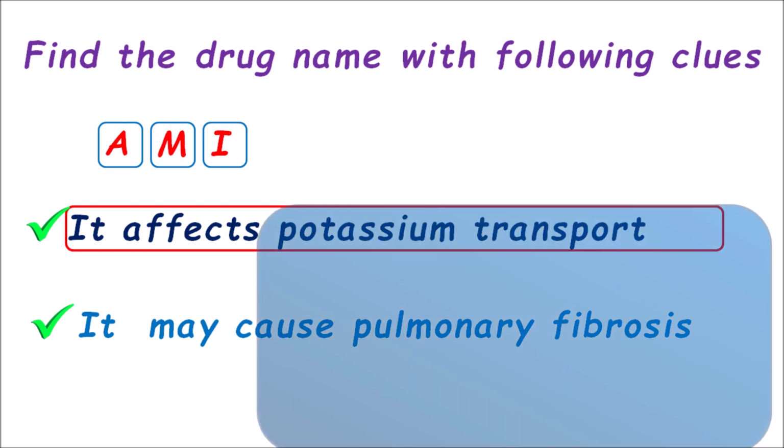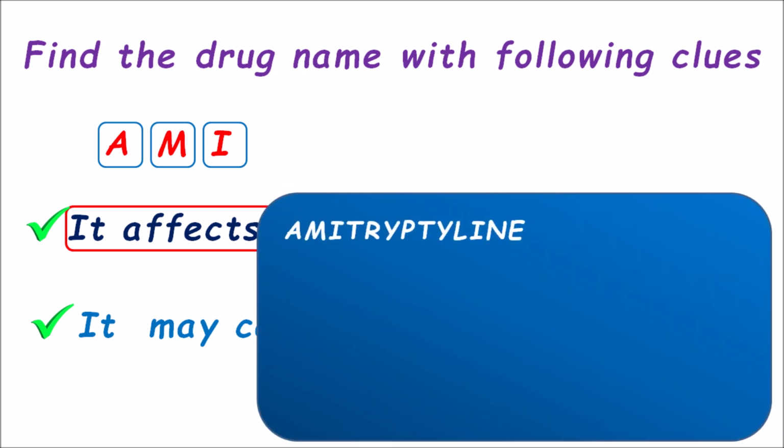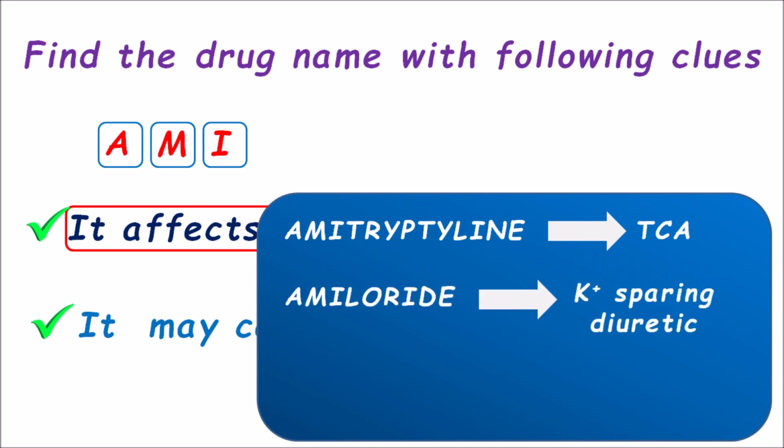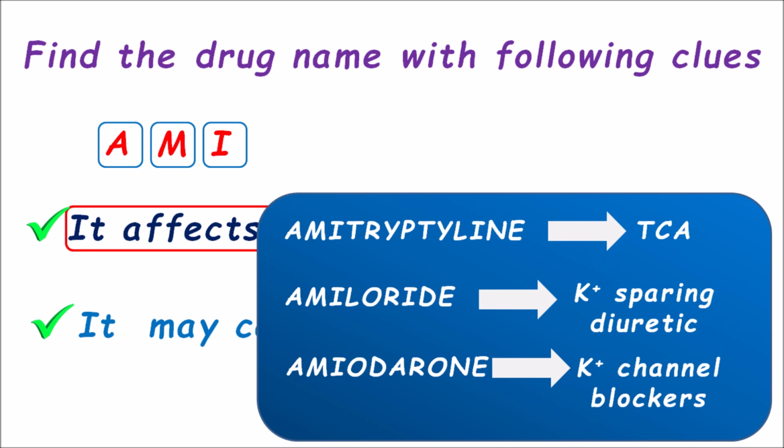So if we see the list, the first one is amitriptyline, which is a tricyclic antidepressant. Second one is amiloride, which is a potassium sparing diuretic. Third one is amiodarone. Amiodarone is a potassium channel blocker which acts as an antiarrhythmic agent. So among these 3 drugs, amitriptyline is not affecting the potassium channels directly. So it is not the right option here.